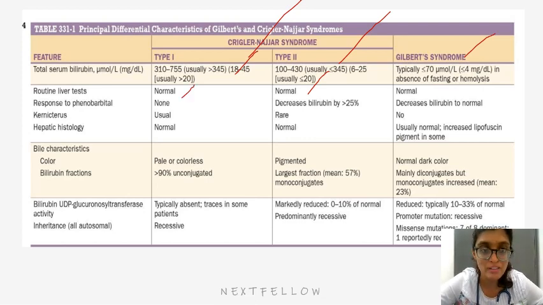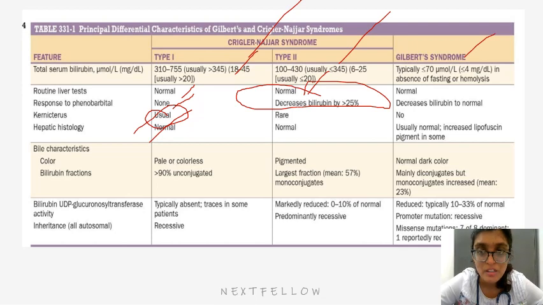Routine liver tests are normal. No response to phenobarbital. Kernicterus is usual. And hepatic histology is normal. In case of Crigler-Najjar type 2, very important is that bilirubin decreases by greater than 25% in response to phenobarbital. And it decreases bilirubin to normal in case of Gilbert syndrome. Normally, kernicterus is absent. And hepatic histology is usually normal, with increased lipofuscin pigment in some.